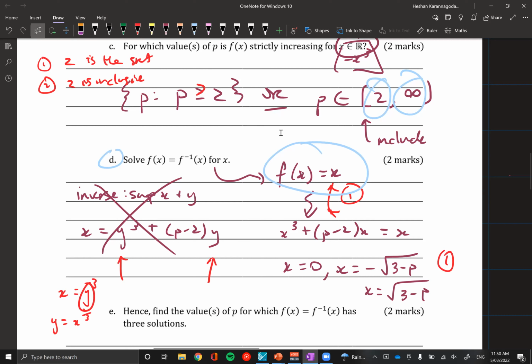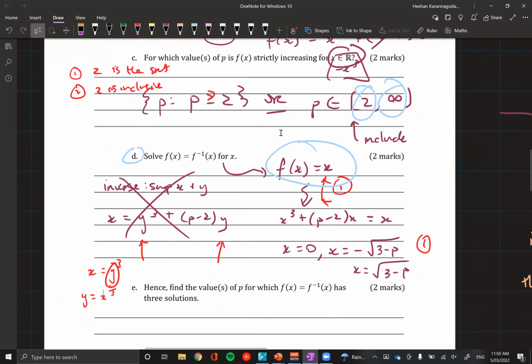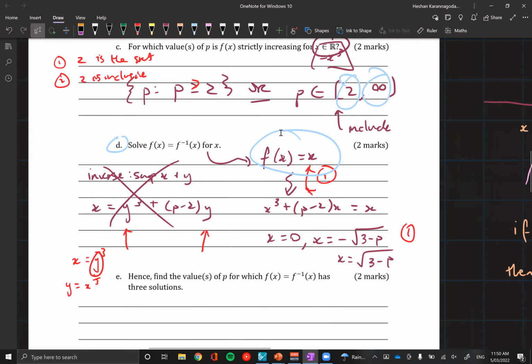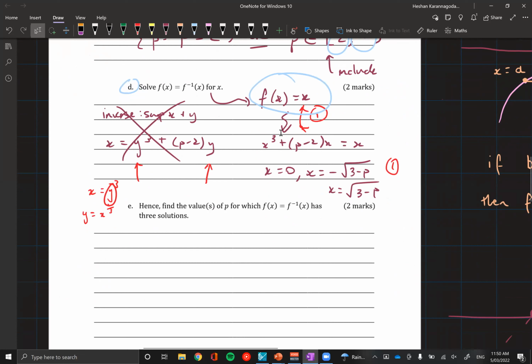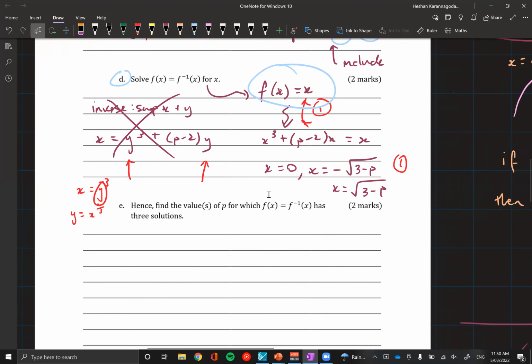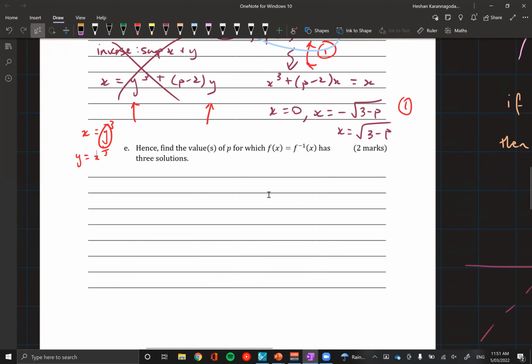Okay, cool. So 3 solutions for x in this case for f equals f inverse. Now, last part, which is the hard part. And usually the last questions are always the hard ones. Hence, find the value or values of P for which f equals f inverse has 3 solutions.